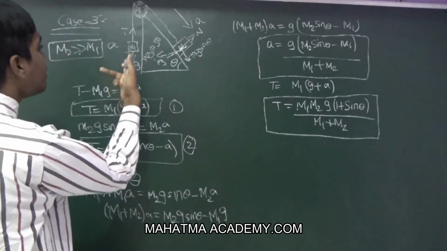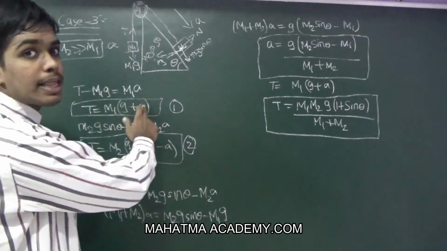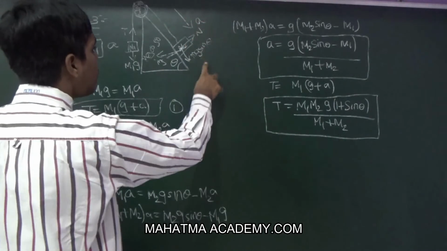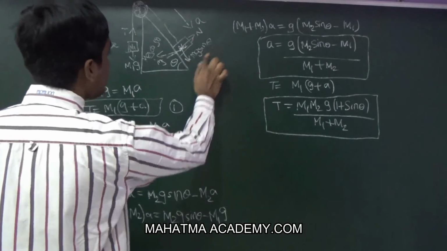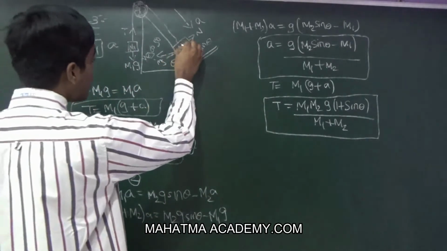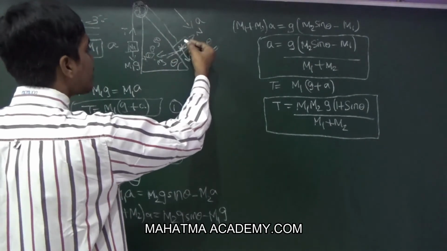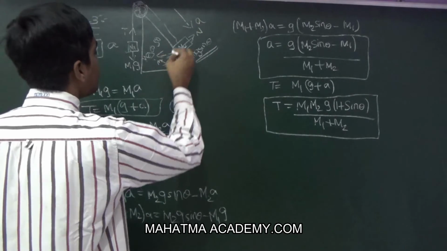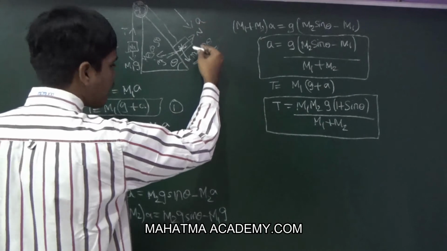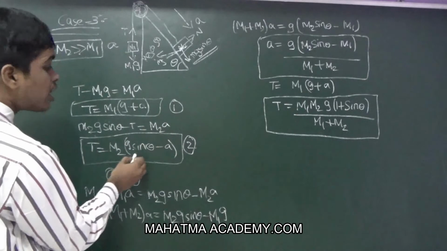T minus M1g is equal to M1a. Now tension is equal to M1 into g plus a in the first case. For the second case, the body is moving, so this factor will be more. If we draw the free body diagram, N is equal to mg cos theta. So M2g sin theta minus tension is equal to M2a. Okay, we got the tension.